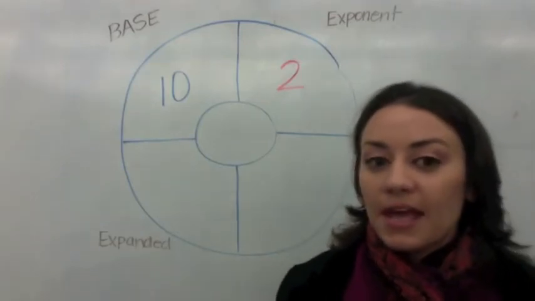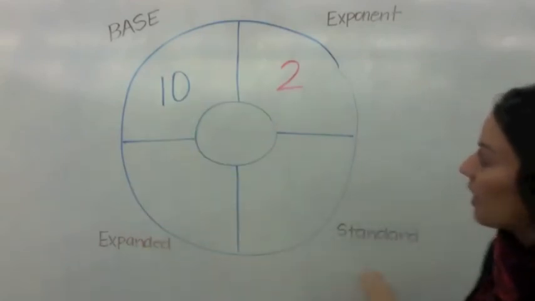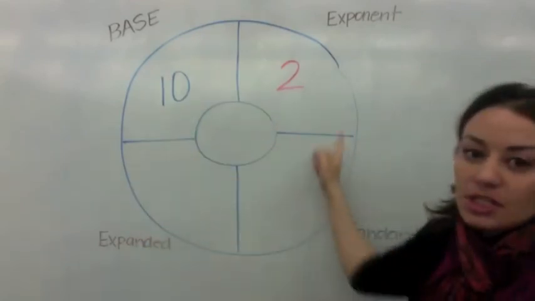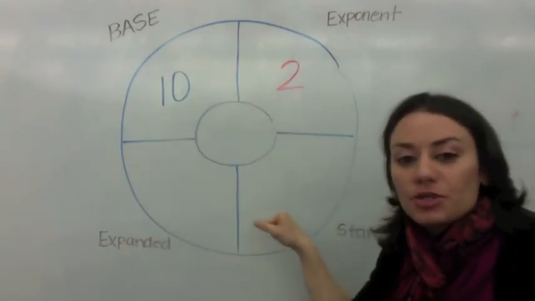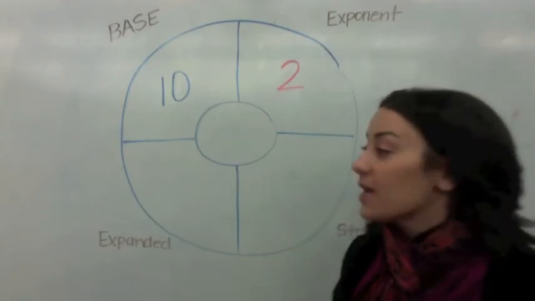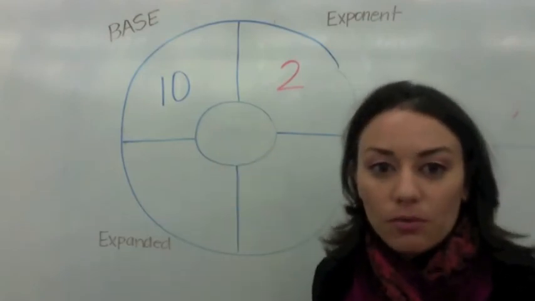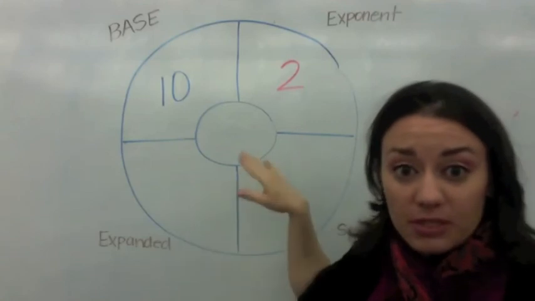Let's go ahead and take a look at another way to visually represent different forms of exponents. So this is a circle map. What do you use a circle map to do? You use it to define. So in the center, we are defining exponent form. Okay? What does it look like? There's different forms of it, right?